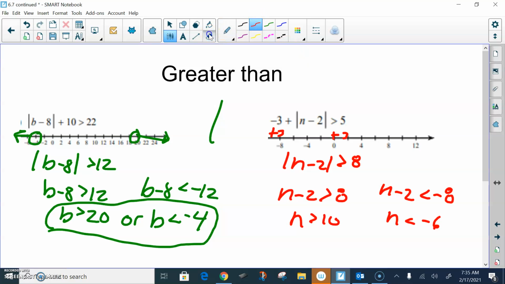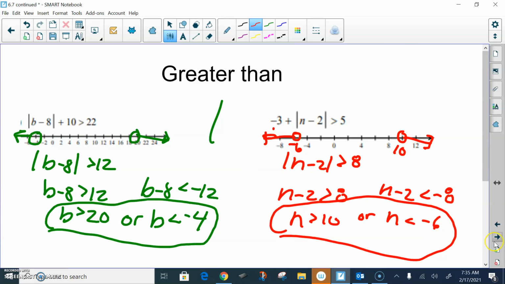So again, it started with a greater than, so it's going to be a broken situation. It's going to be an "or" statement. So it has to be greater than 10, that'd be right here, open circle, shade to the right, and less than negative 6, that's going to be right here, shade to the left. So we're going to leave it as is, as an "or" statement.